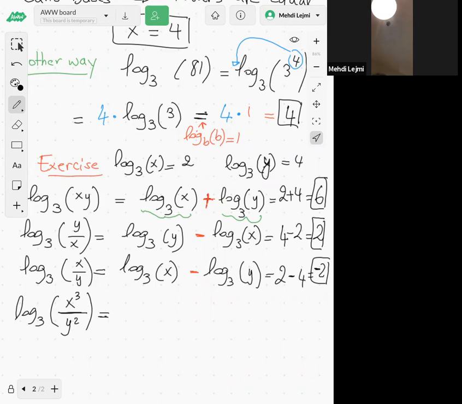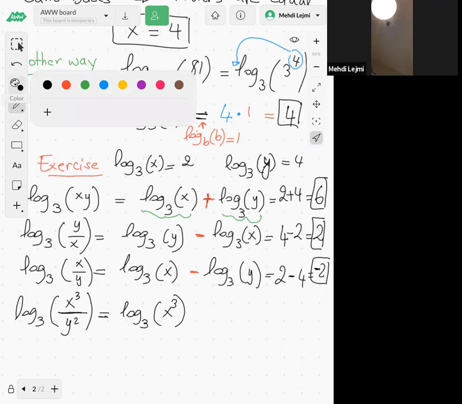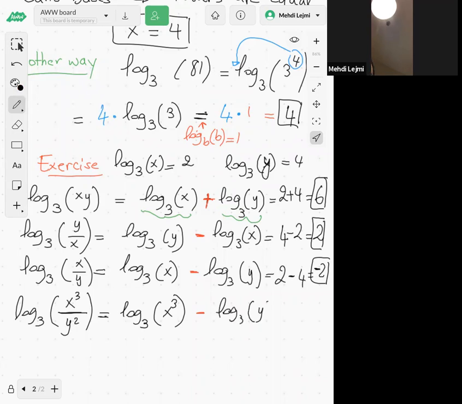So first, because it's a division, log of a division is a difference between the logs. So this is actually log in base 3 of the top, which is x cubed, minus the log of the bottom, which is y squared. Okay. Well, I don't know what's log of x cubed. I do know log of x, right? I know log of x is 2, but this is log of x cubed.